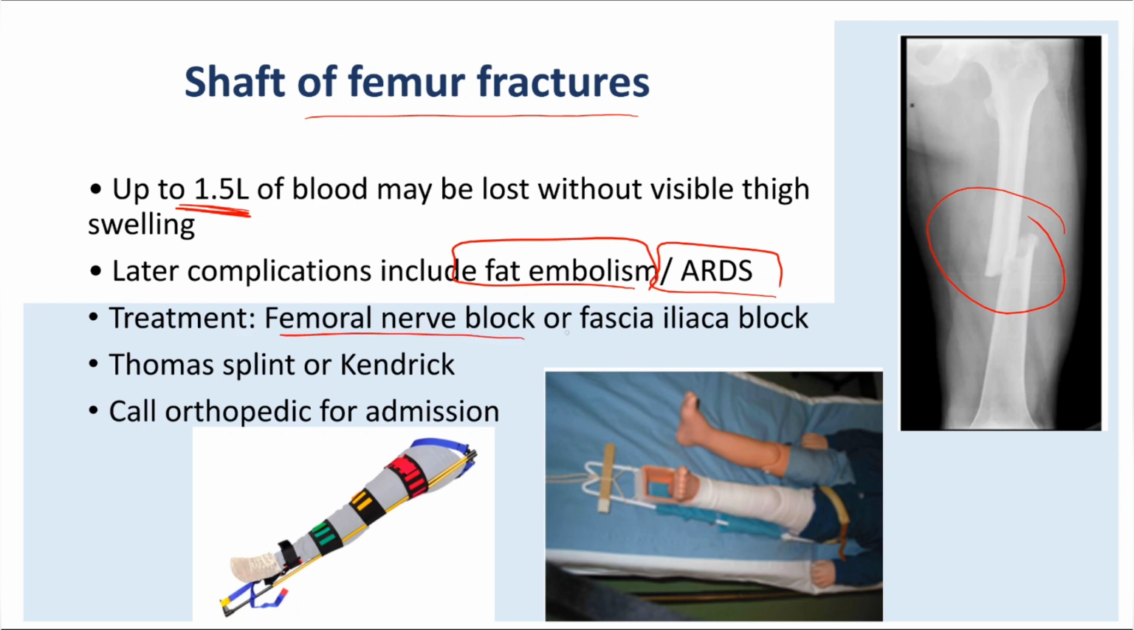The treatment, if available, femoral nerve block or fascia iliaca block is the best. You have to put the patient in a Thomas splint. This is a Thomas splint. With the Thomas splint, you have to apply skin traction and weight to the patient, like 5 kg or less accordingly.